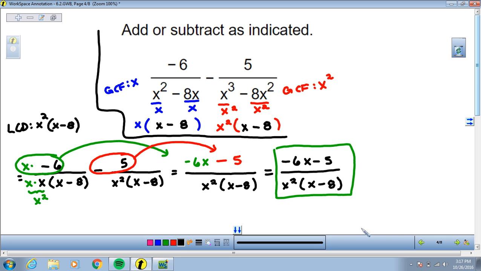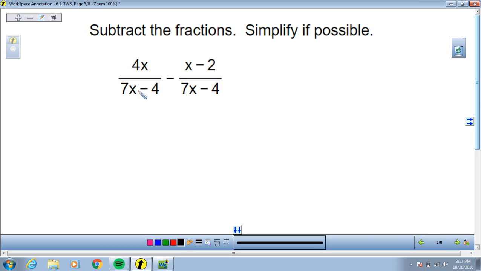Next, let's go ahead and subtract these two fractions. On this one, what do you notice? Both of them have the same denominator, right? So what does that mean? That is my first rule.